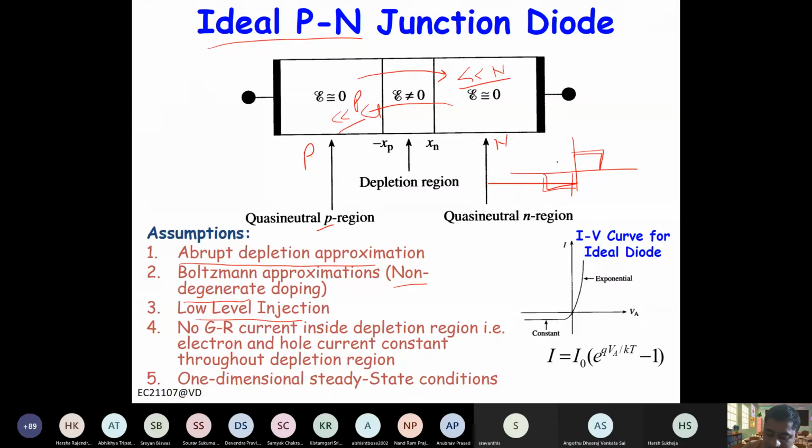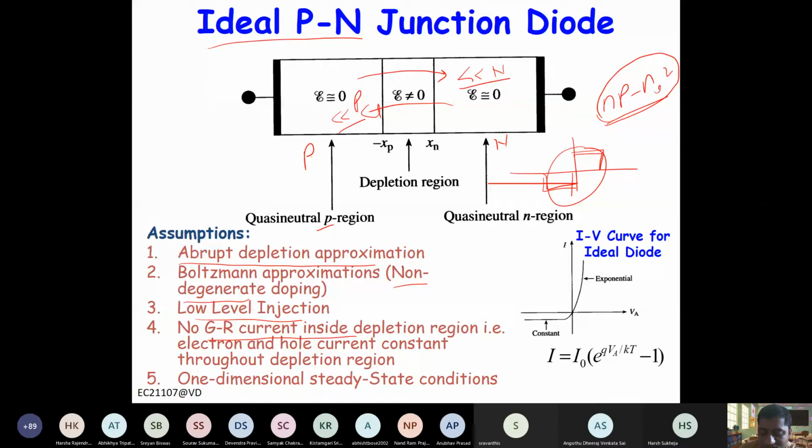Then of course we also assume that in the depletion region there is no generation recombination current. That is to say, because this depletion region has a very small concentration of electrons or holes, naturally, if you compare np with ni square, if the np product is less than ni square, there will be net generation. So for the ideal PN junction, we are assuming that the np product is always ni square, so there is no net generation or recombination in the depletion region.